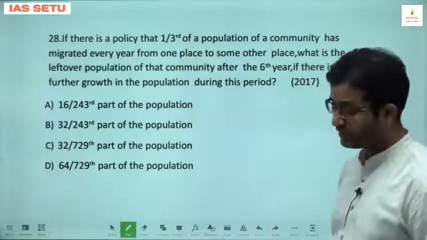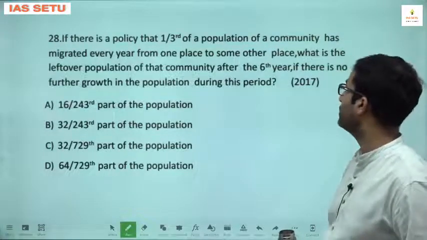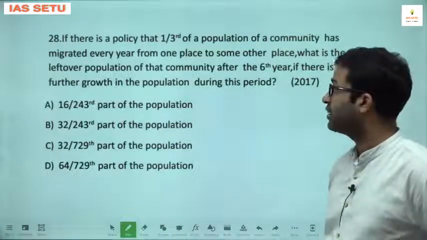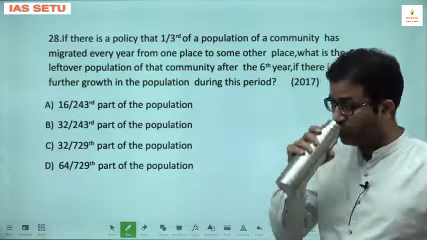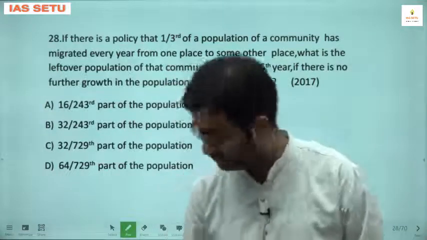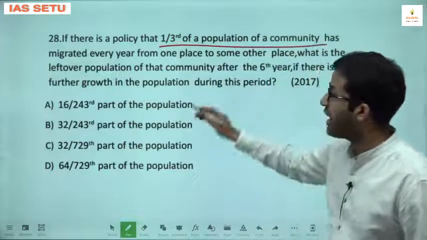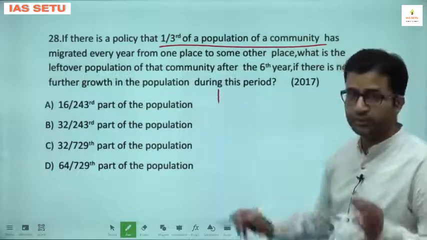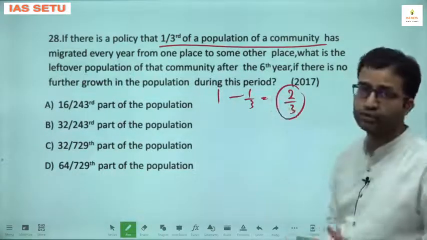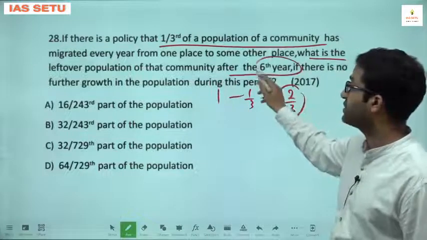If there is a policy that 1/3 of the population of a community migrates every year from one place to some other place, what is the leftover population of that community after 6 years if there is no further growth in the population during this period? See here, 1/3 of the population of a community has to migrate every year. So total population is 1, out of that 1/3 migrates. So what is the remaining population? 2/3. And what is the leftover population of the community after the 6th year?